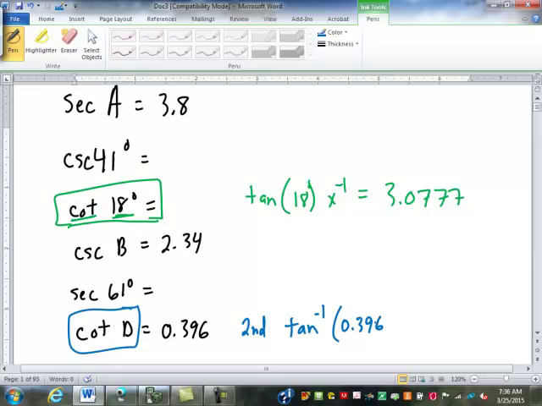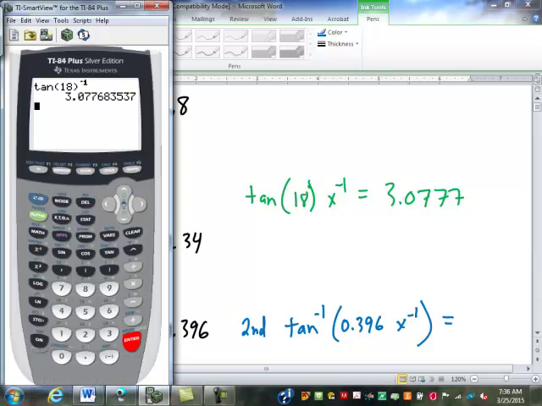And now since we used the second key, the reciprocal goes inside the parentheses. The x-1 goes inside the parentheses. So second tangent, 0.396, x-1, close. 68.40 degrees.